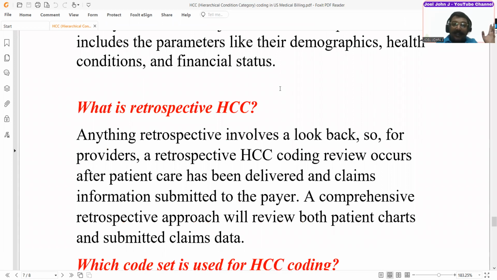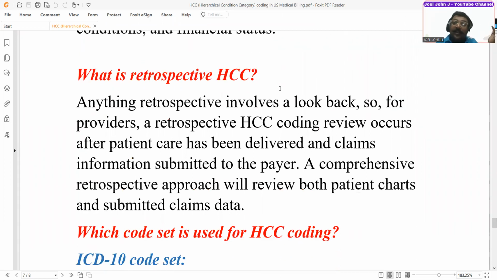We are adding parameters like health condition and financial status. Retrospective HCC is look back. Look back at the HCC models. Those are the patient charts which the HCC coder has submitted, assuming that this much expenditure is going to happen. Now the year is over.